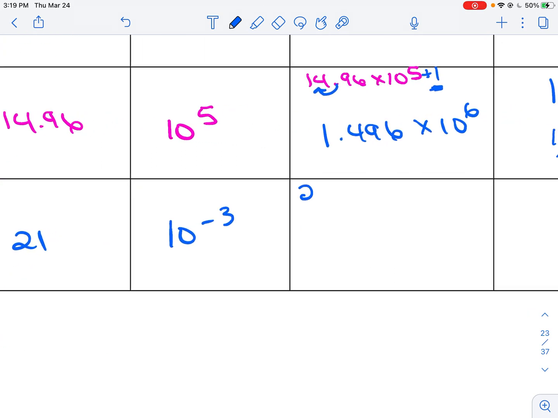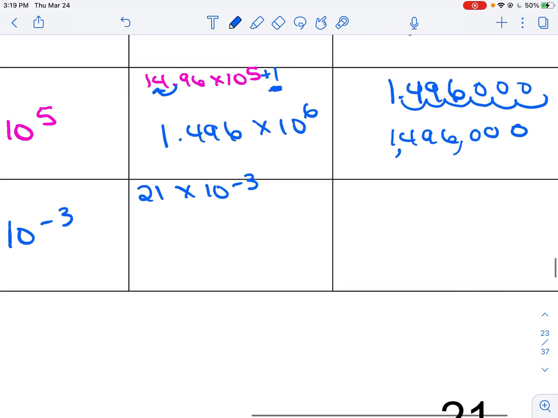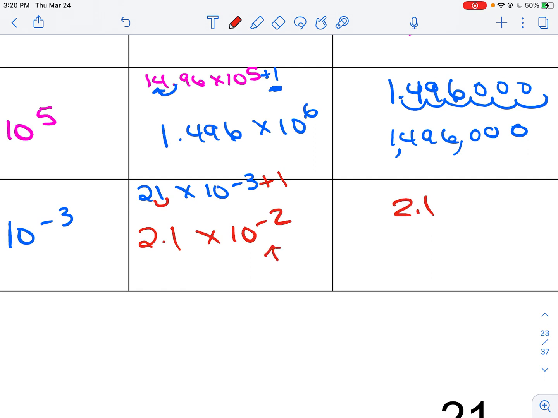If I was supposed to write this just how it is, the problem is this is not in scientific notation. So in order for it to be in scientific notation, I need to move this over. And 21 was bigger than 10, so I'm going to add. How many times did I move over? 1 time. So I get 2.1 times 10 to the negative 2. It says negative, so that means I'm going to make a smaller number. If I went this way, I would make 21. That's a bigger number. I need to go this way 2 times.